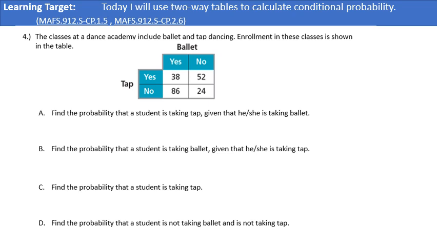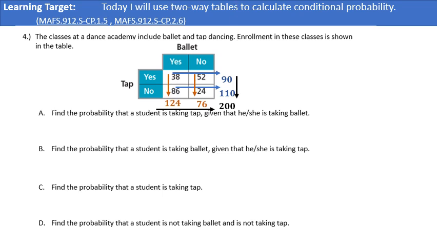Let's find the totals for tap first. 38 plus 52 is 90. 86 plus 24 is 110. Let's find our totals for ballet, going straight down. 38 plus 86 is 124. 52 plus 24 is 76. Now let's find out how many total people are in these two classes. 124 plus 76 is 200.